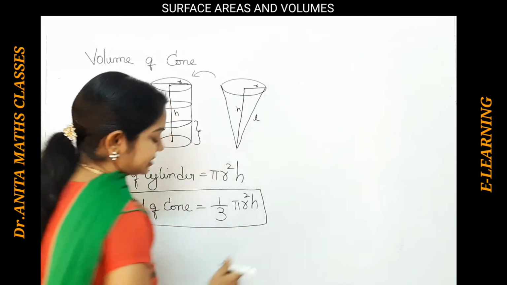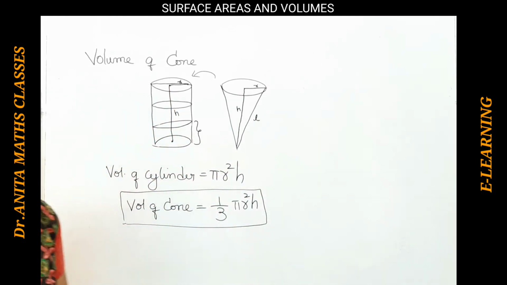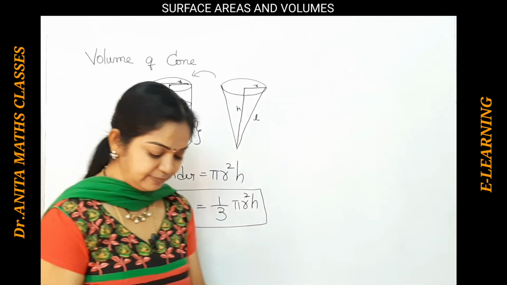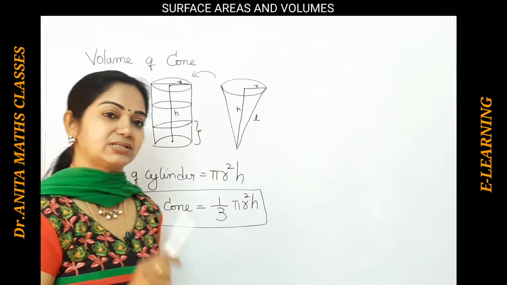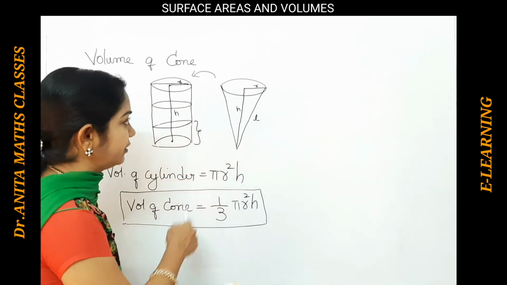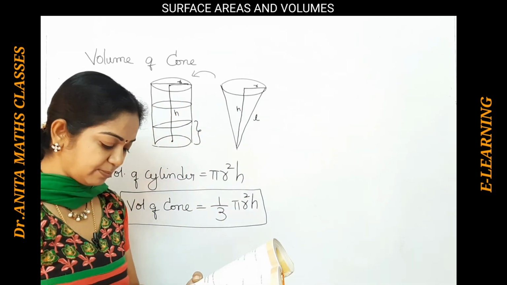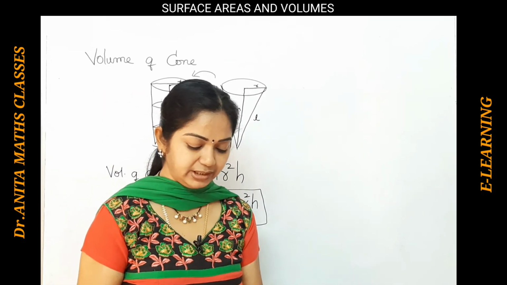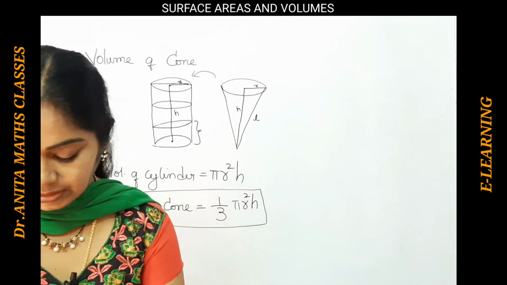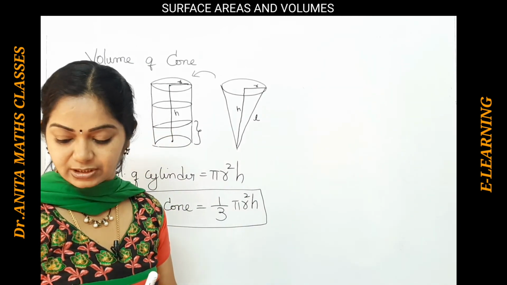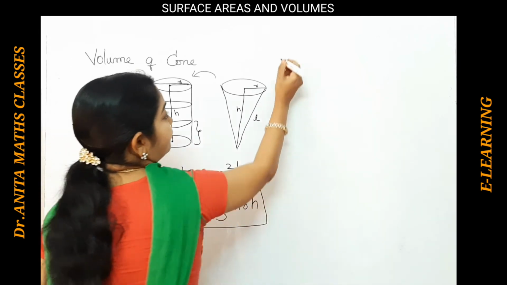Now in the exercise, let us do one example problem, or else we'll do the exercise problem. I'll read out exercise 10.3 for you. You will understand the concept of curved surface area, total surface area, and the volume of the cone when we are solving the exercise problems. Okay, here the first one: the base area of a cone is 38.5 centimeter square. Its volume is 77 centimeter cube. Find its height.